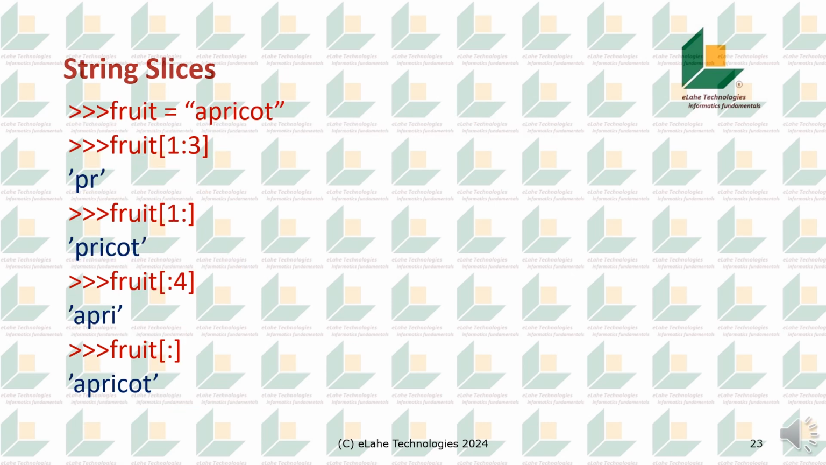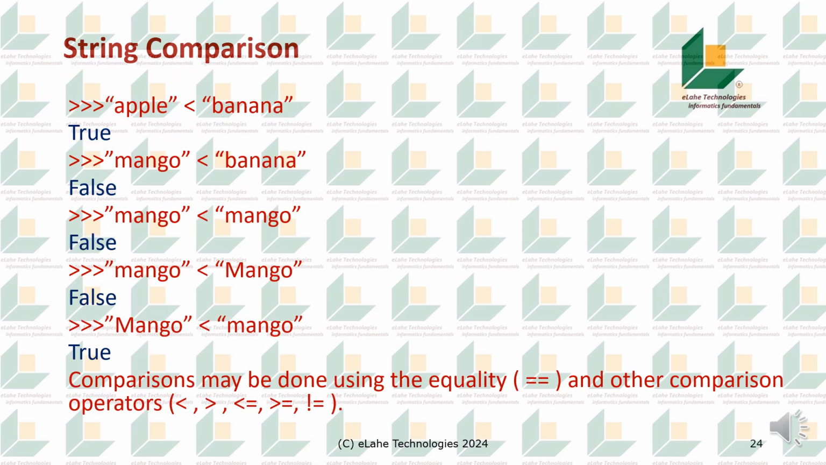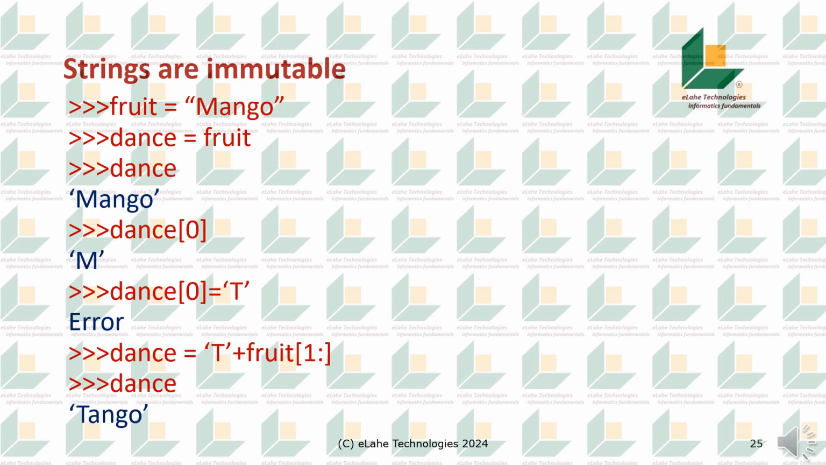Slices of a string may be extracted, similar to the way we extract slices of a Python list. Strings may be compared lexicographically using various comparison operators. Strings in Python are immutable, meaning that once a string is created, it cannot be changed. To change a string, we have to essentially create a new one. In the example shown here, to change the word mango to tango, we simply cannot replace the m with a t.